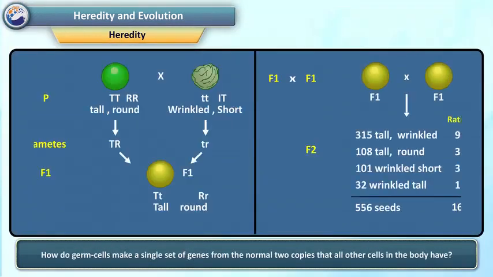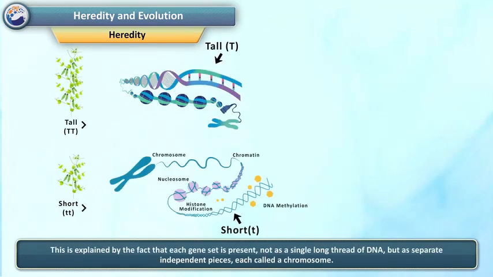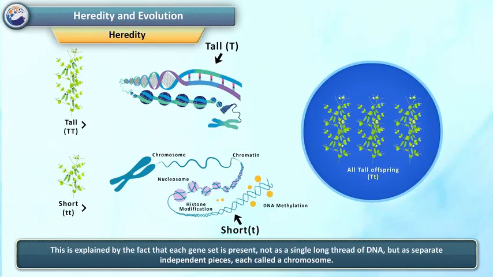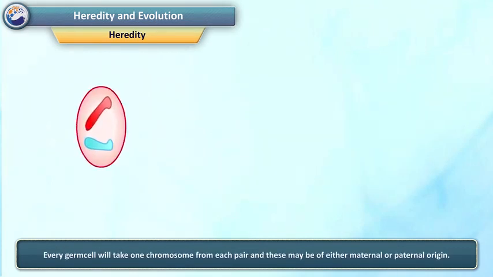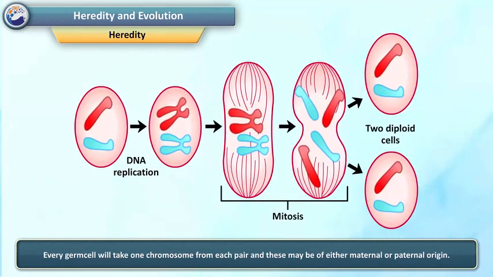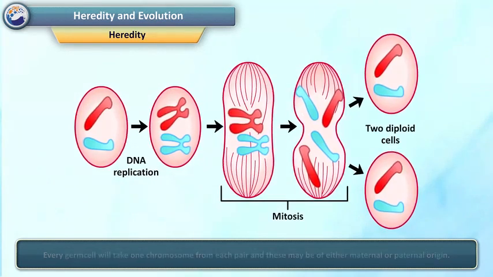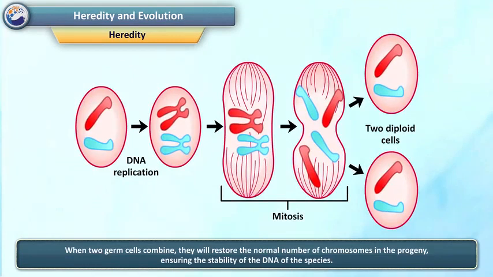How do germ cells make a single set of genes from the normal two copies that all other cells in the body have? This is explained by the fact that each gene set is present, not as a single long thread of DNA, but as separate independent pieces, each called a chromosome. Thus, each cell will have two copies of each chromosome, one each from the male and female parents. Every germ cell will take one chromosome from each pair, and these may be of either maternal or paternal origin. When two germ cells combine, they will restore the normal number of chromosomes in the progeny, ensuring the stability of the DNA of the species. Such a mechanism of inheritance explains the results of the Mendel experiments, and is used by all sexually reproducing organisms.